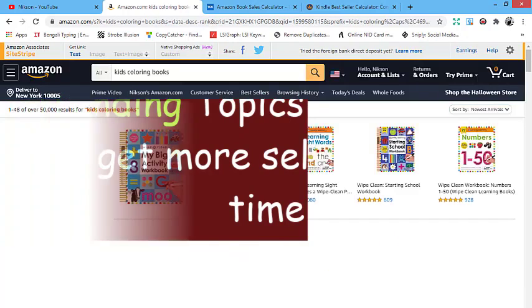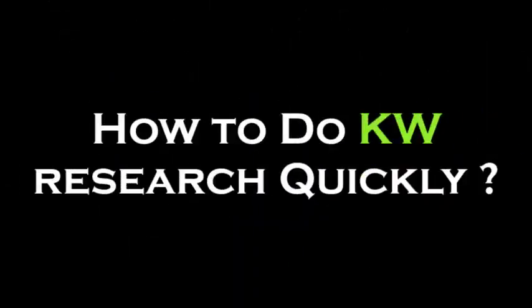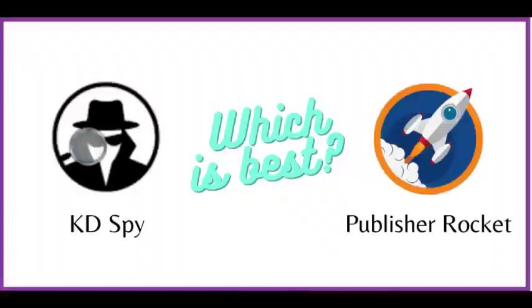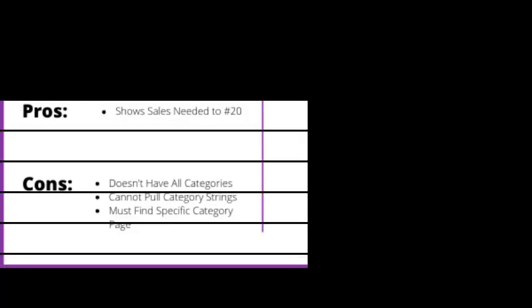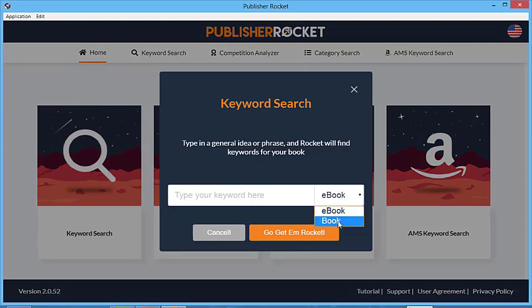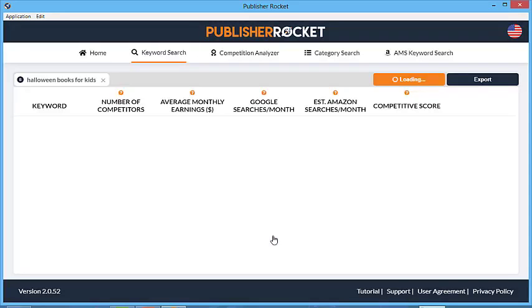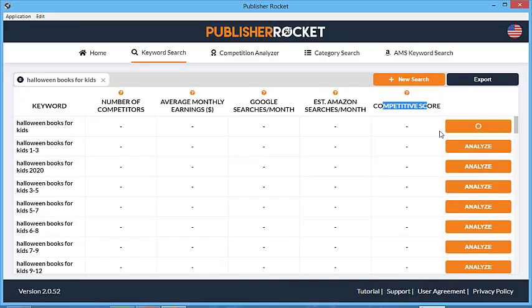Here's another thing to mention, keyword research. Keyword research is a very important thing when you are doing KDP. There are a lot of paid tools people usually use for keyword research, tools like KDP Spy, Bookbolt keyword research, and Publisher Rocket. I'm personally using Publisher Rocket for finding the most profitable keywords for making ebooks.